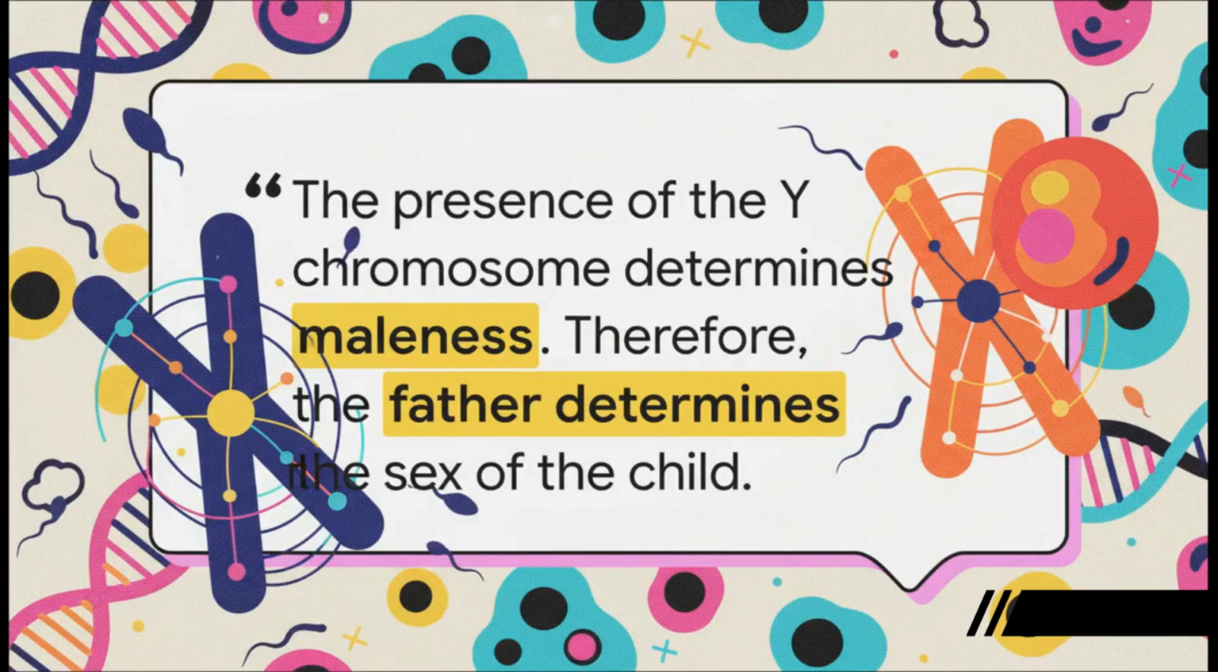And this brings us to the main event, the key takeaway. You might want to highlight this in your notes. In humans, it is the father who determines the sex of the child. Period. This is the science that completely busts that old myth we talked about at the beginning. It has nothing to do with the mother. It's all about which sperm, the X or the Y, wins the race.